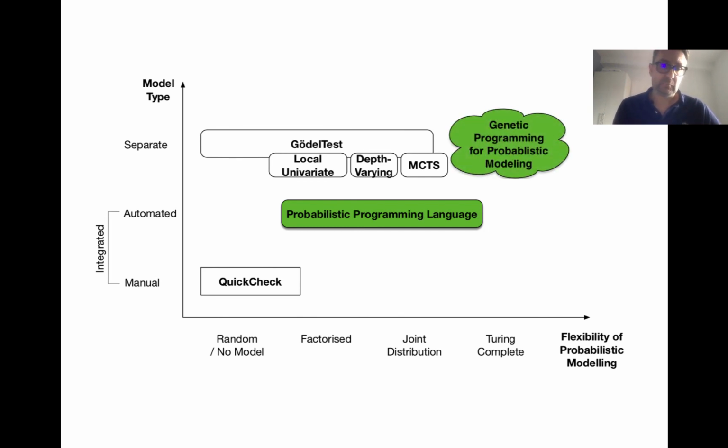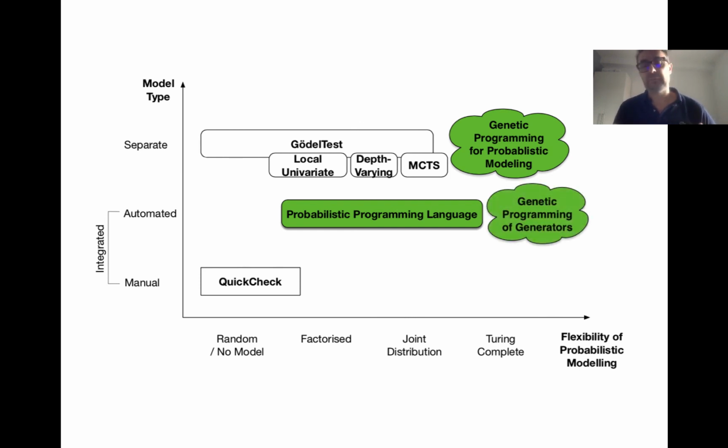Another thing we can do, we can go more flexible on the Gödel test separation path. And there, for example, using something very powerful, like a Turing complete language for taking the probabilistic choices, could be to have a GP, a genetic programming way of getting the model. This is something we've written about before, but here we kind of explore the idea some more.